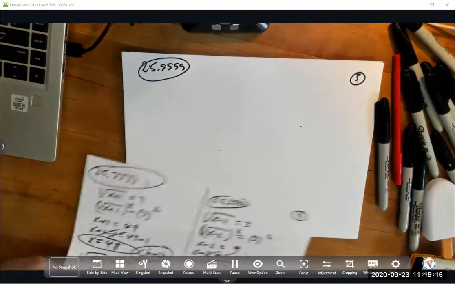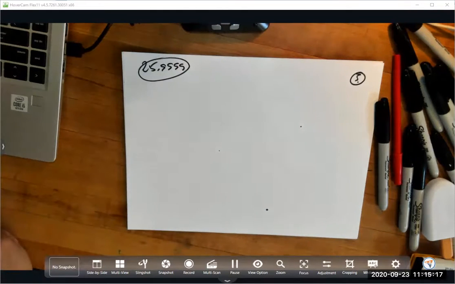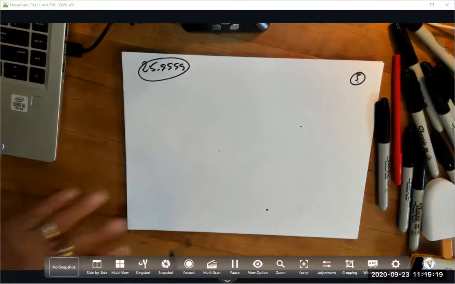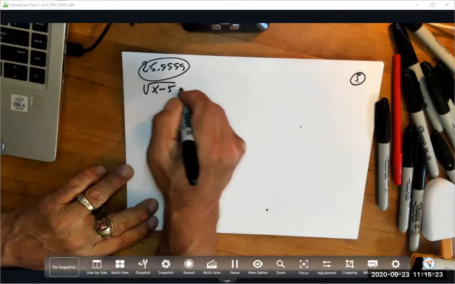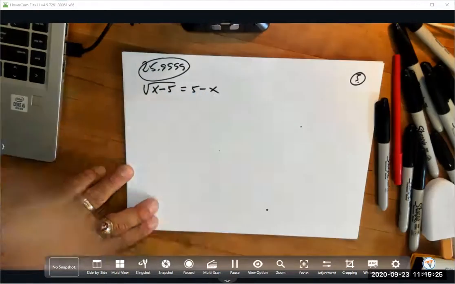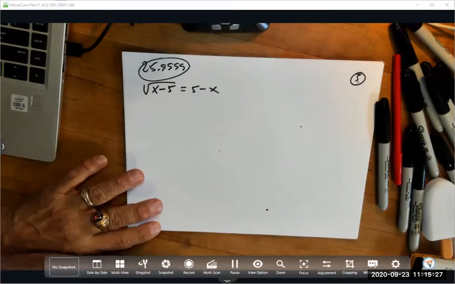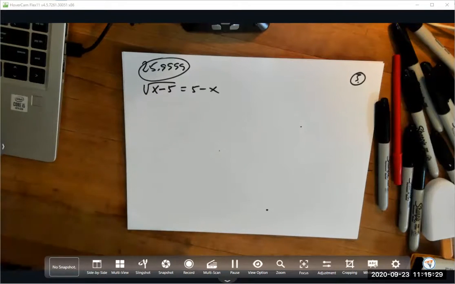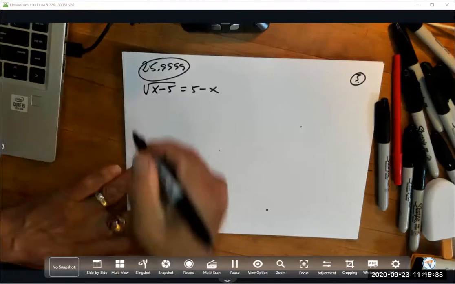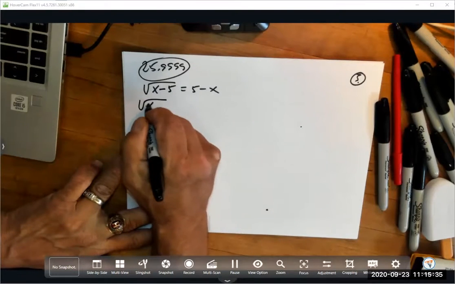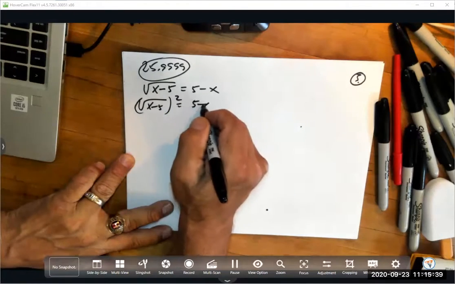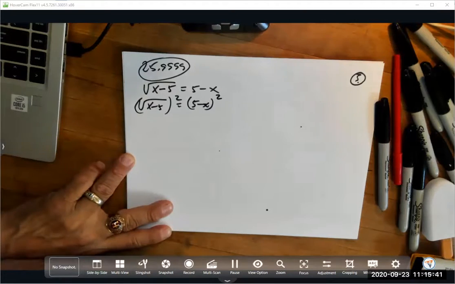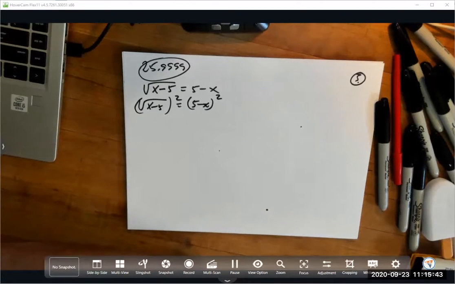All right, ready? How about this one? The square root of x minus 5 equals 5 minus x. So now there's a square root symbol and more stuff on the right side. All right, so first I'm going to square both sides, just like we did the other one. This one is squared, and that one is squared. Is that right? Everybody okay with that? Square the left side, square the right side.